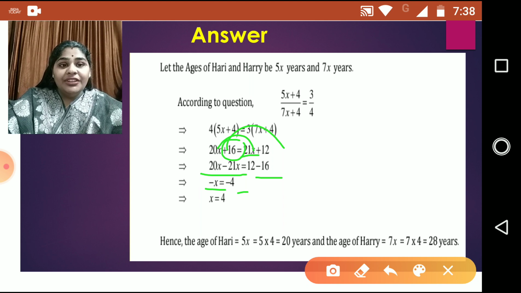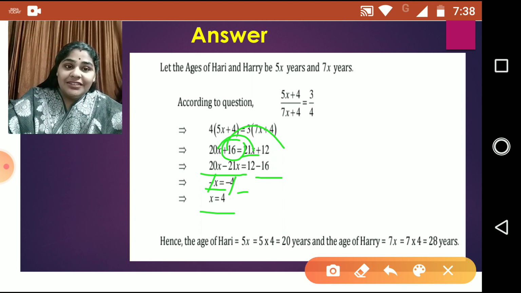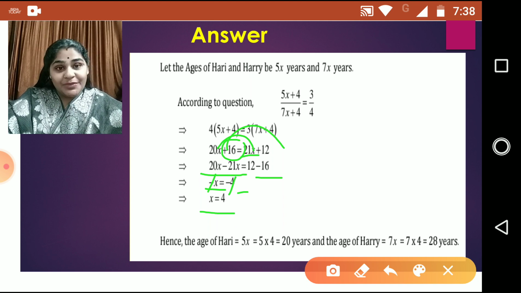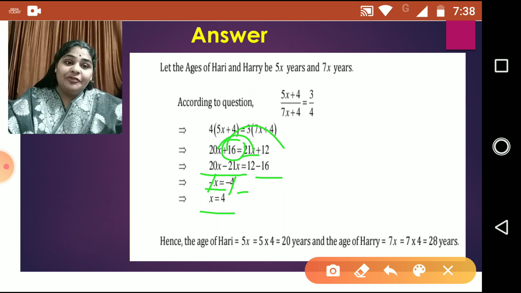And now here you can see both the sides negative sign is cancelled and it is x is equal to 4. We can say cancel, or you can transpose the terms to either side, it will become the positive. So x is equal to positive 4.